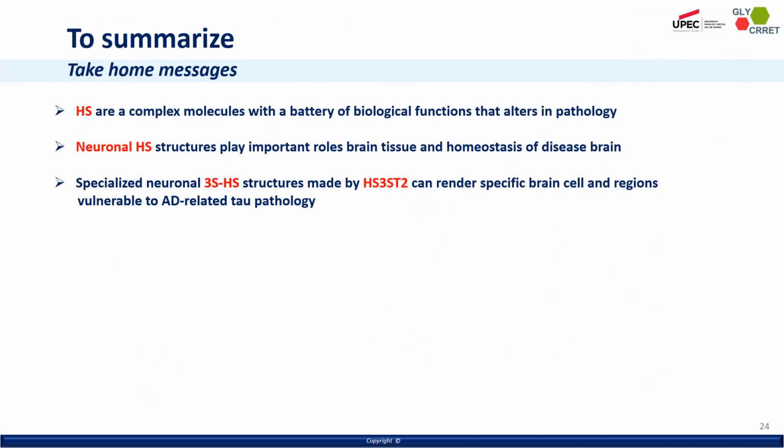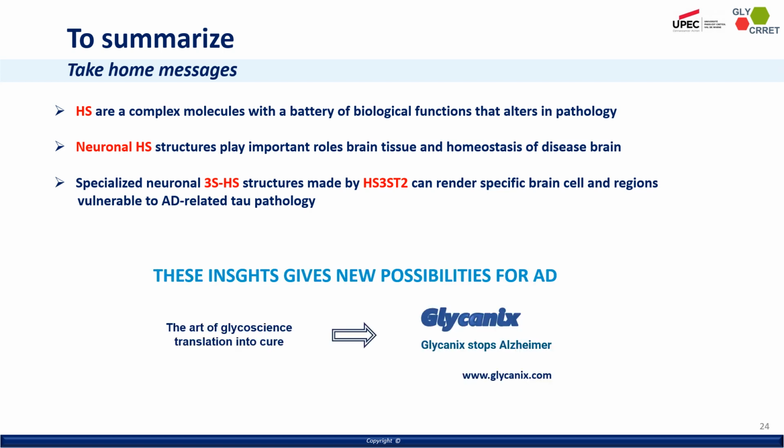I'm going to end this presentation with a take-home message. We have heparan sulfates that are complex molecules and that have a battery of biological functions. We have neuronal heparan sulfate that plays important roles in the brain with specific structures, the 3-SHS, made by the enzyme heparan sulfate 3-O-sulfotransferase 2, which can render specifically brain cells and regions vulnerable to Alzheimer-related tau pathology. So all these studies and insights will give new possibilities for Alzheimer's disease. In fact, the art of glycoscience translated into a cure. And here I take the opportunity also to present a company, Gly-CRRET, whereas we are able to stop Alzheimer's disease.